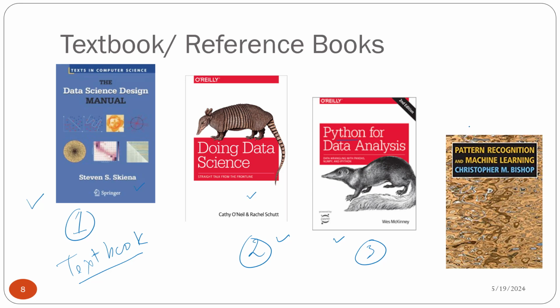And the fourth book that you have over here is a very standard textbook. I should not say textbook, a very standard book on machine learning. So if you want to get into the depth of machine learning, then probably you should read this book, Pattern Recognition and Machine Learning by Christopher M. Bishop.